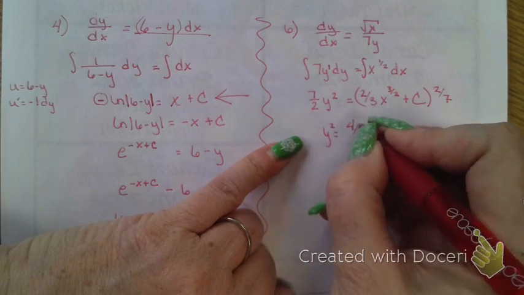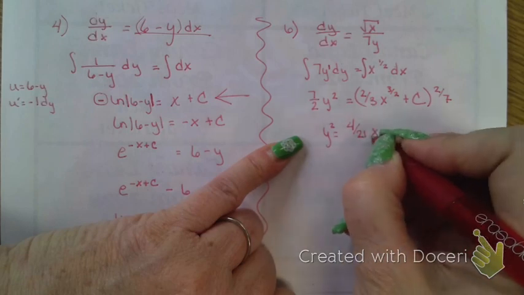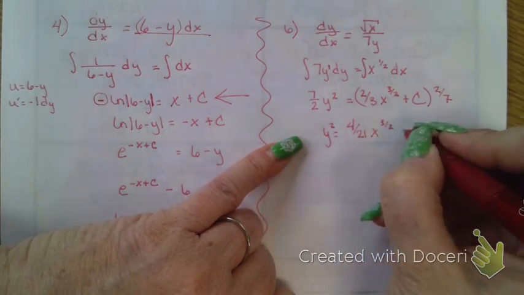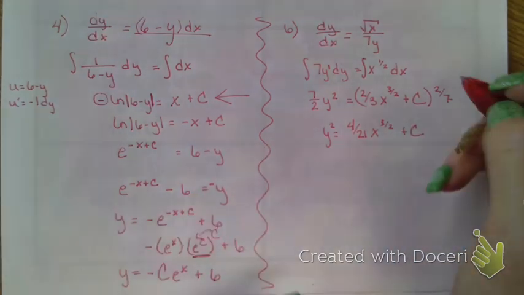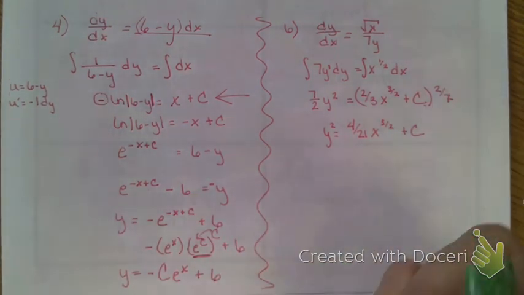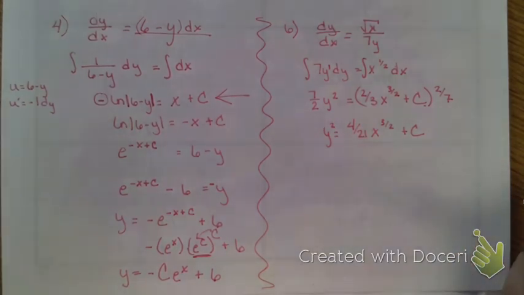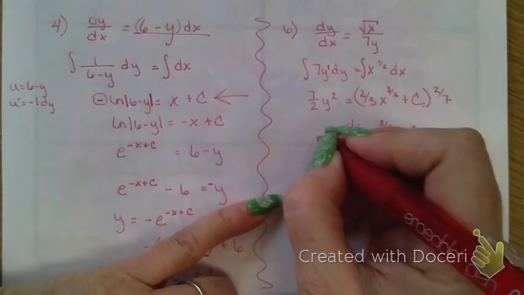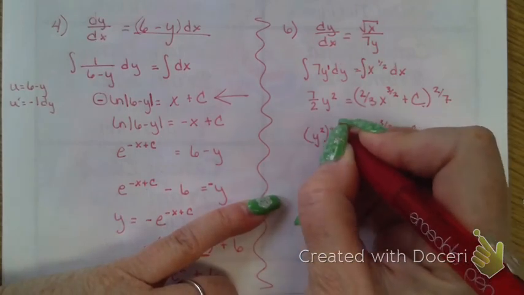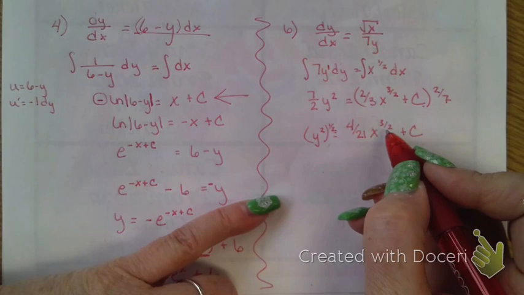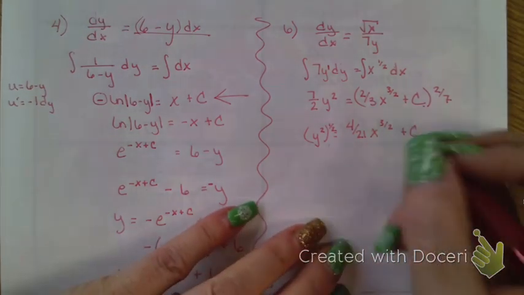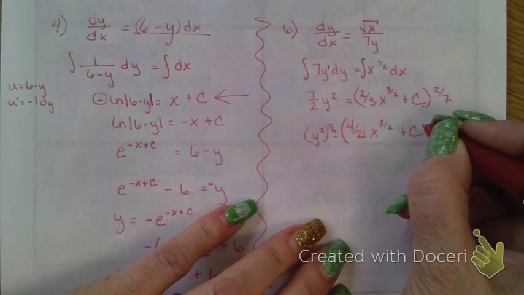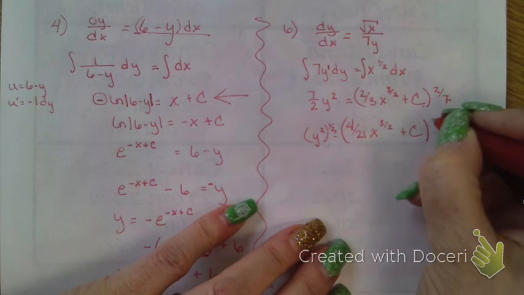4/21. Is that right? x to the 3/2 and just plus what again? See? C. Because again, c times 2/7 is still just a constant. Okay, now how am I going to get rid of the square? Square root. Or could I just take it to the 1/2 power? Yes. Because I already have a fractional exponent, the 1/2 power would be the easier one. So I take this whole thing to the 1/2 power.